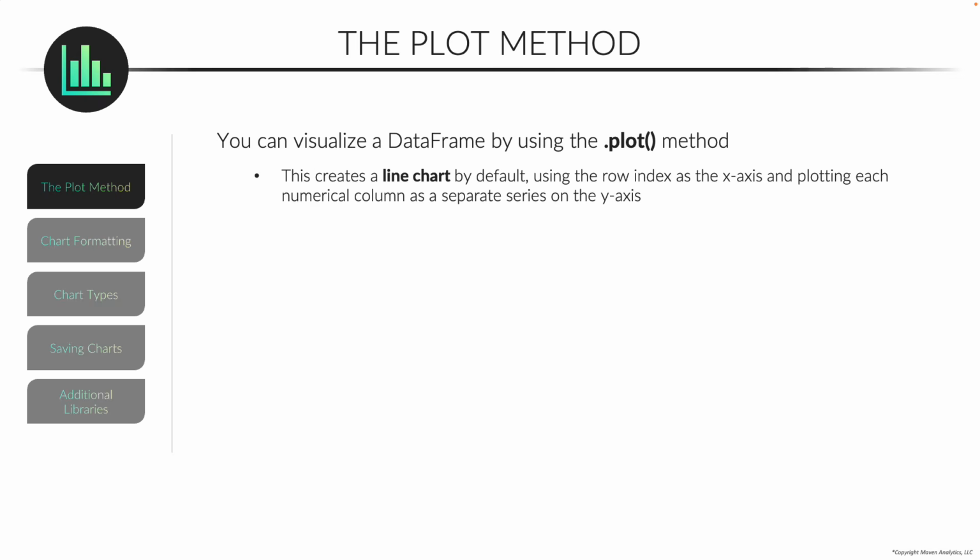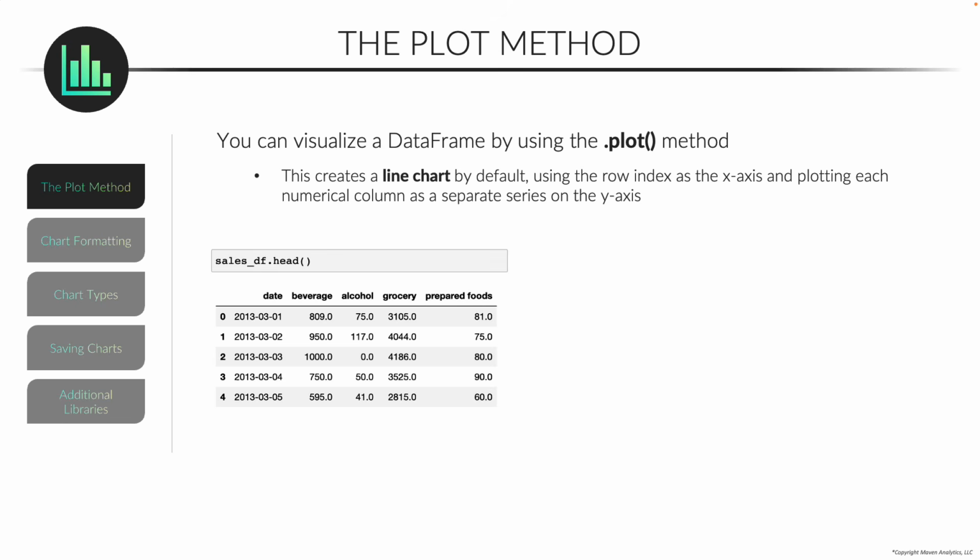To create a plot based on data in a data frame, we just need to call the plot method on our data frame. By default, this is going to create a line chart using the row index as the x-axis and plotting each numerical column as a separate series on the y-axis. So here we have a data frame called salesDF, and looking at the head of this, we have a column for our date. There's one row per date. That's going to be very important for line charts.